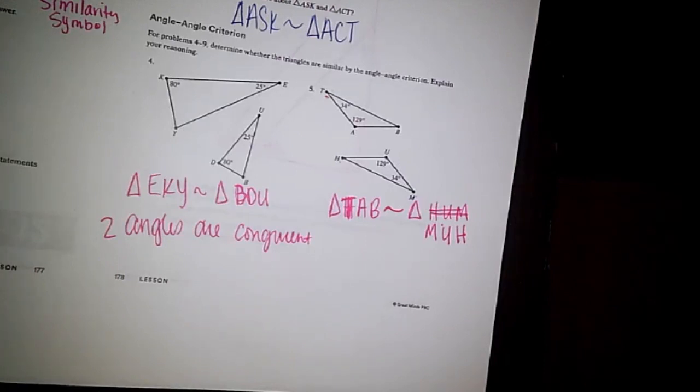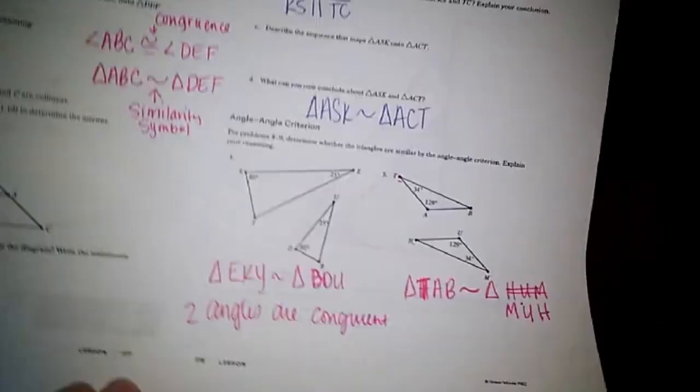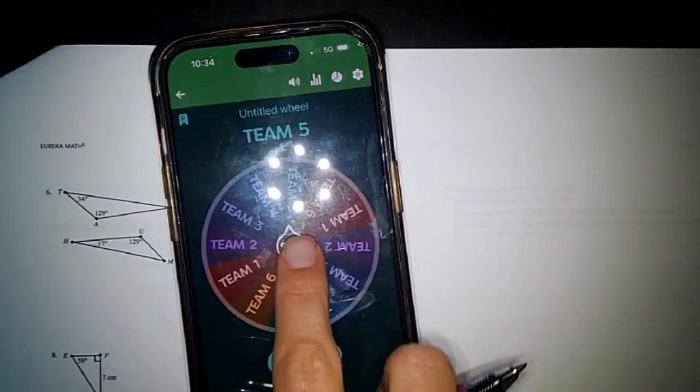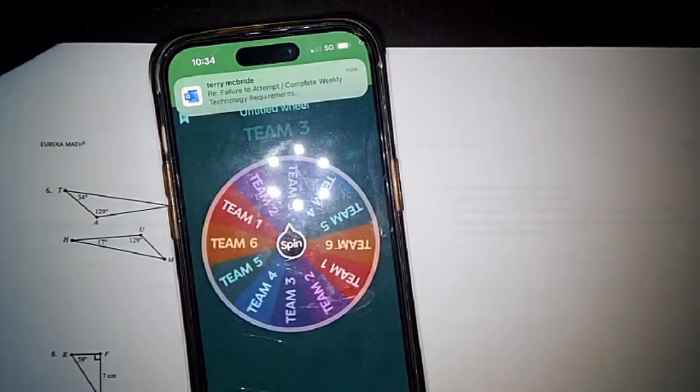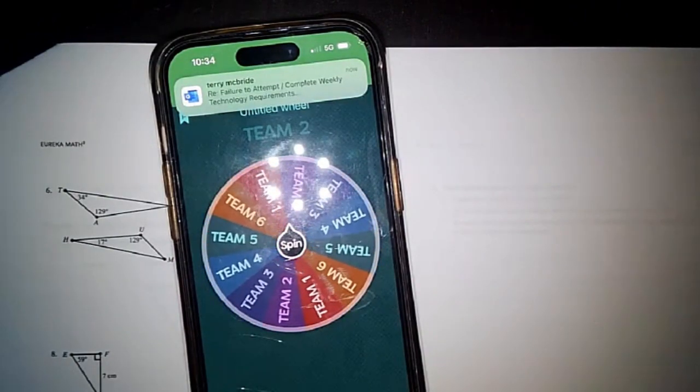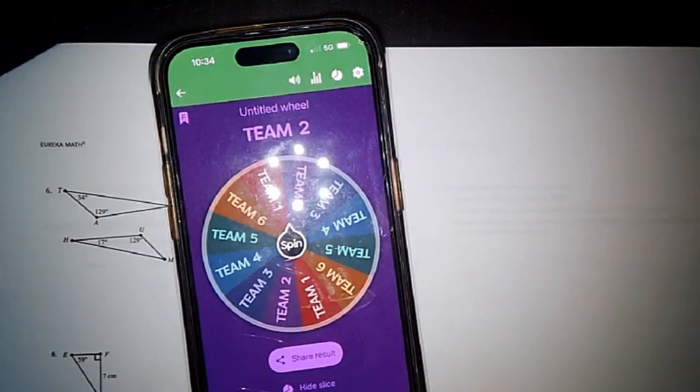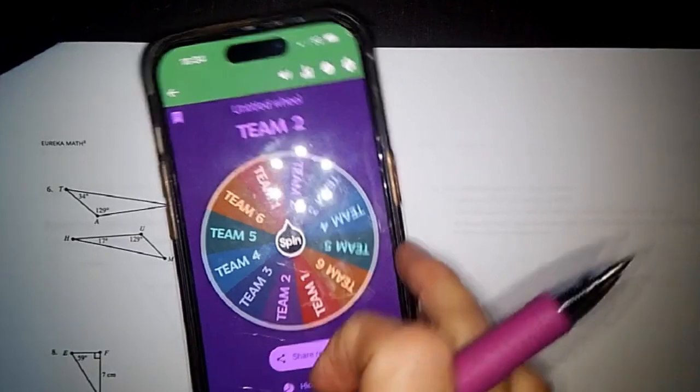Okay, ready? For number 6. Oh yeah, you're welcome. Team 2. Team 2, seat 3.